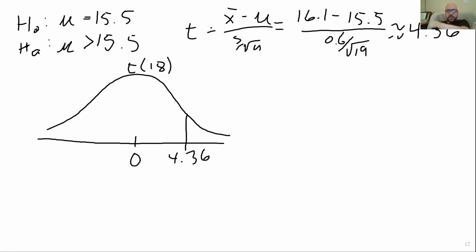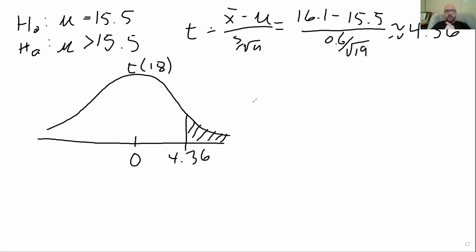And the way I'm going to shade is I'm going to shade in the direction indicated by the alternative hypothesis, which is to the right. Right? Mu greater than 15.5 corresponds with t greater than 4.36. So that. I'm going to find this area using my calculator, which I don't know if we've done TCDF yet. I think we haven't. Functions pretty much like normal CDF.